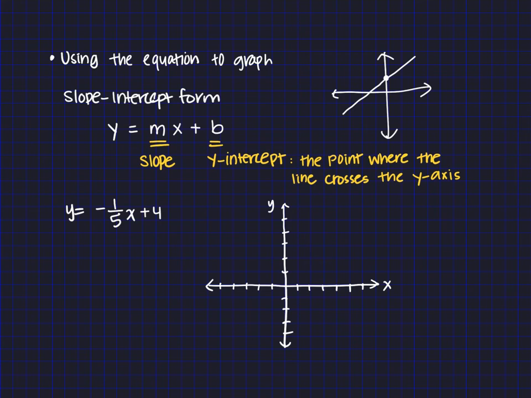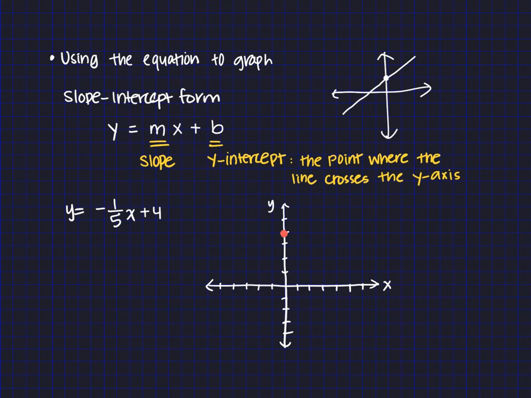And then I am going to start with finding my y-intercept. According to this equation, my y-intercept is going to be positive 4. So I'm going to go ahead and look at 0, positive 4, so it's going to be right here. And that's going to be my starting point for the graph. What I'm going to do afterwards is look at the slope, and my slope is going to be negative 1 over 5.